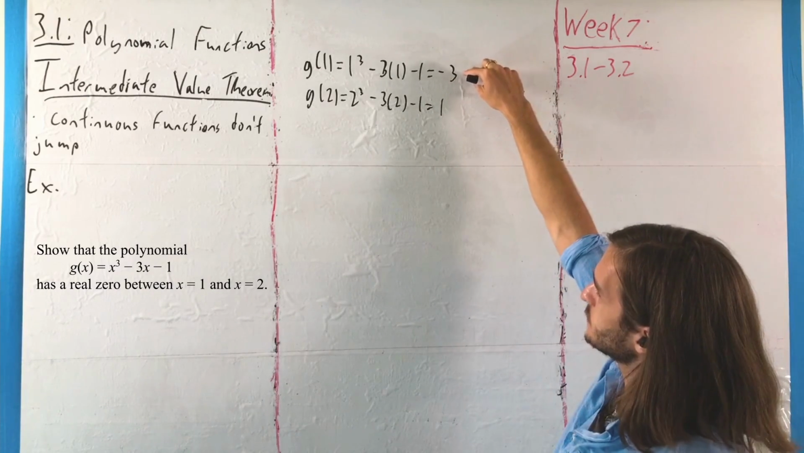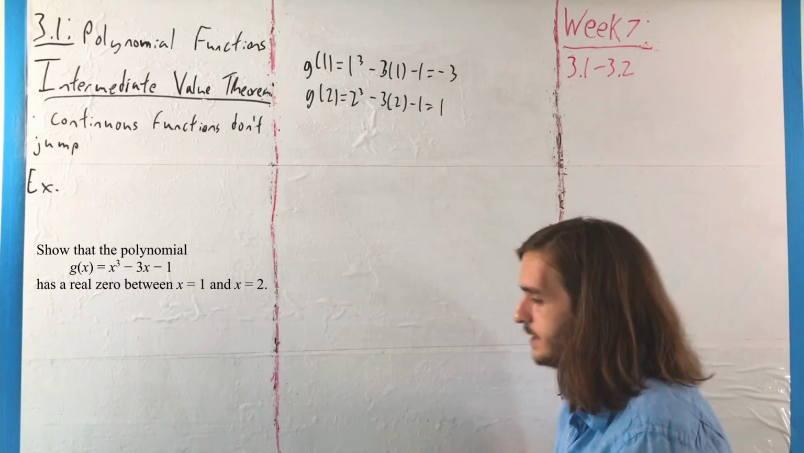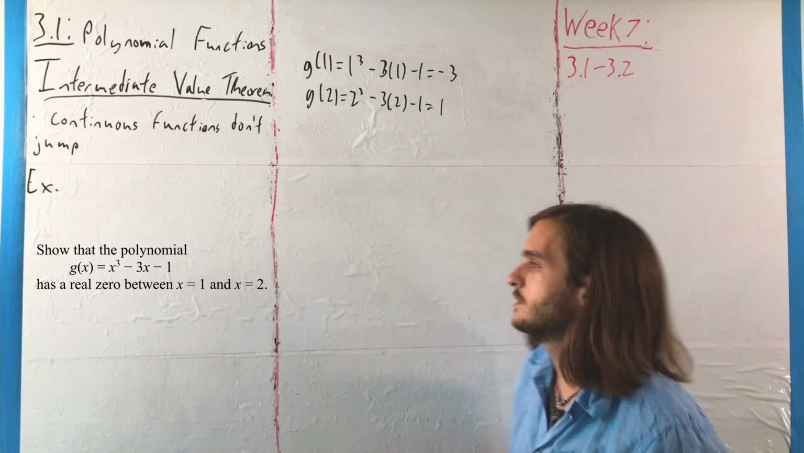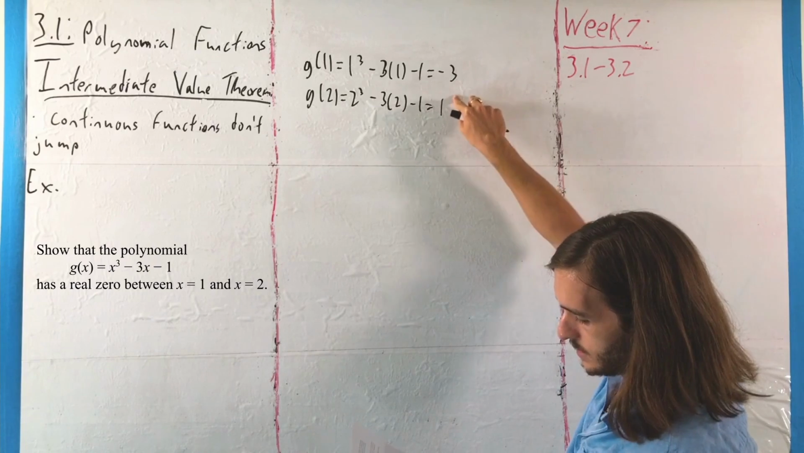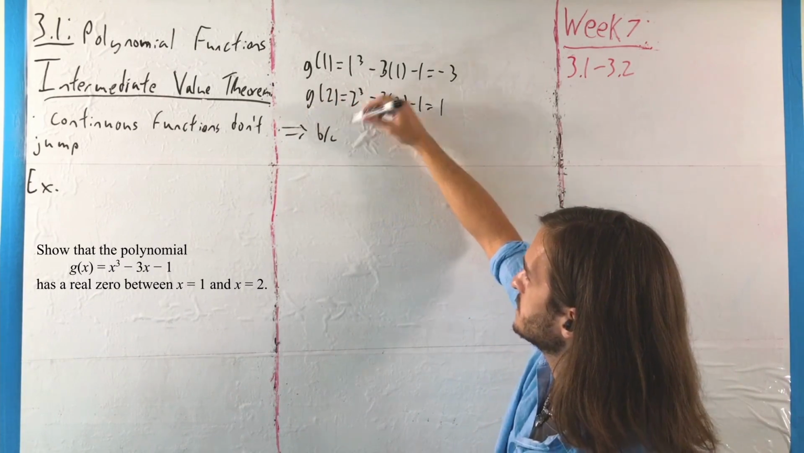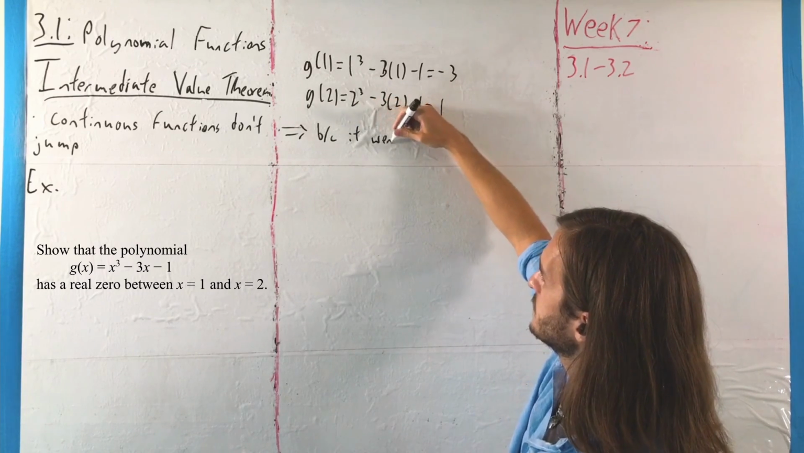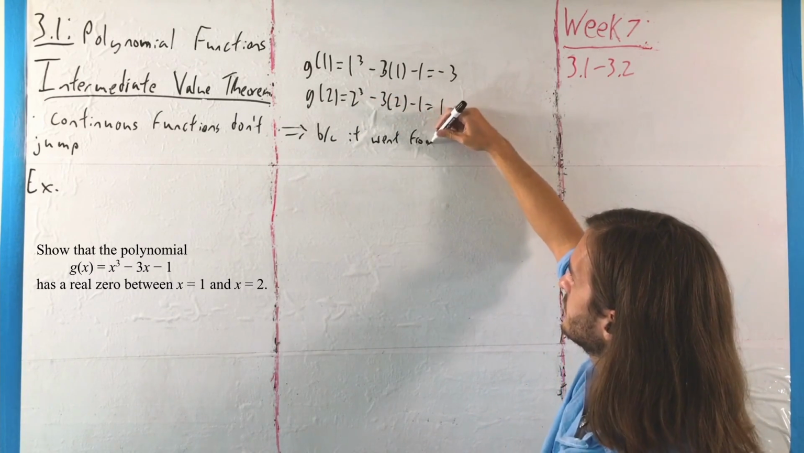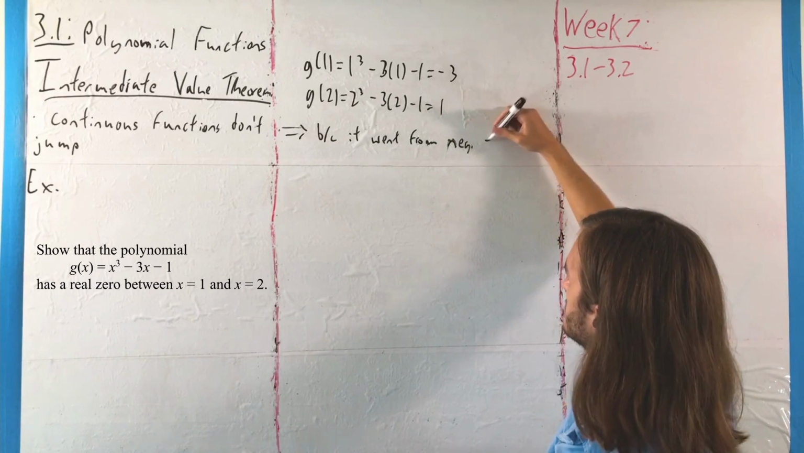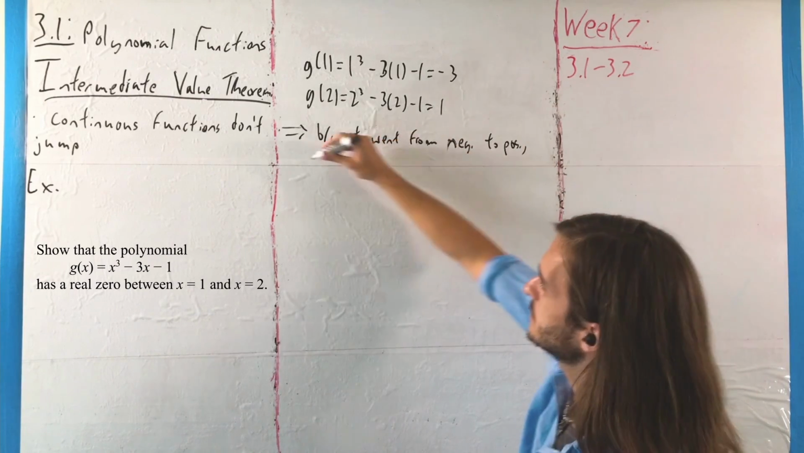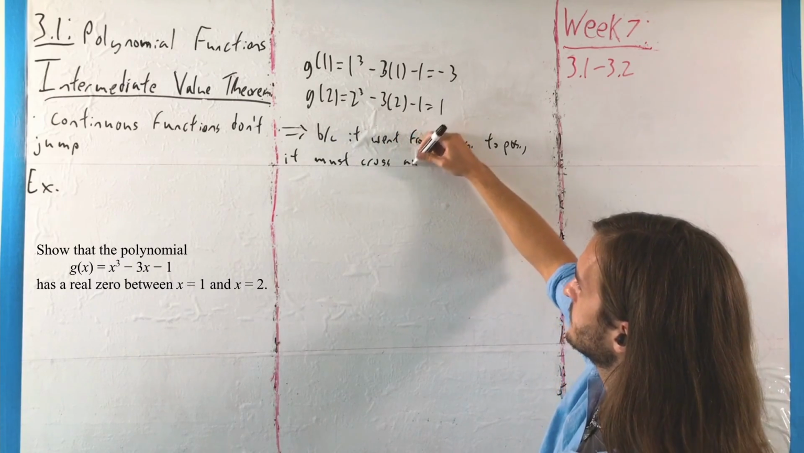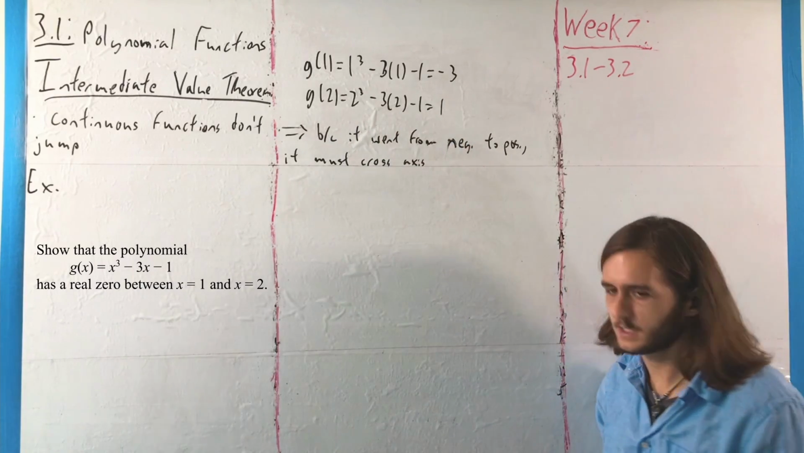Because this goes from negative to positive, and it is a cubic function, it's going to be nice and continuous, so it had to have crossed 0 somewhere in the middle. That is, because it went from negative to positive, although the other direction works for the same reason, it must cross the axis. It can't go from being negative to positive without crossing the axis.